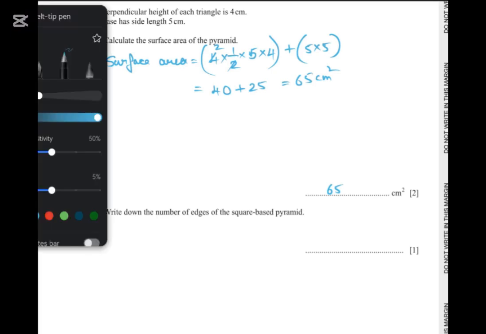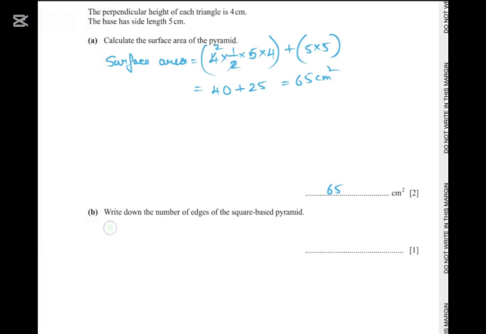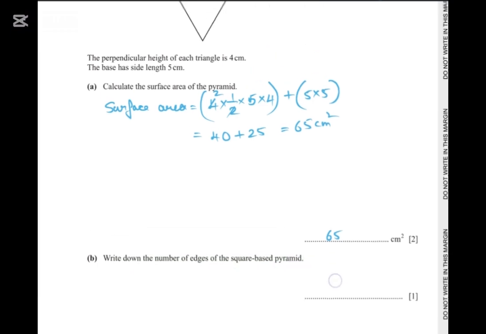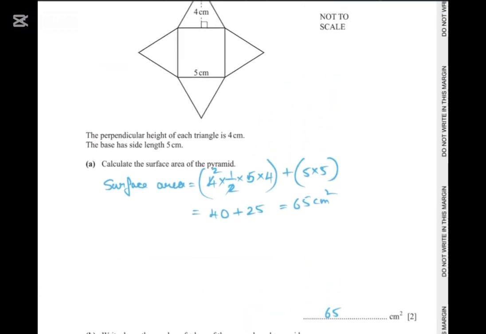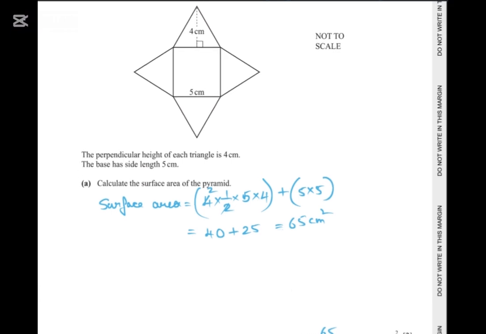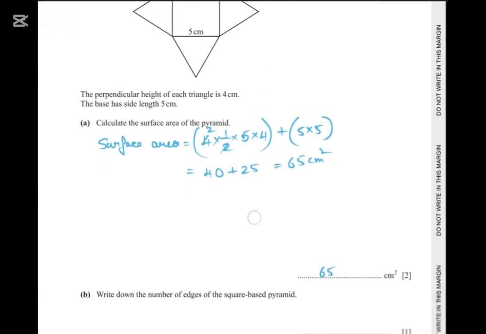Question B. Write down the number of edges of a square based pyramid. Now what are the edges? We'll see. Edges will be the 4 sides of the square, which is the base, and when you close these triangles to make it a pyramid, these 2 edges will become 1 edge. So you can count 1. See, these are the 4 edges and this is 1 edge because it gets stuck. 1, 2, 3, 4, plus 1 is 5, then 6, 7, 8. So 8 edges. Answer is 8.